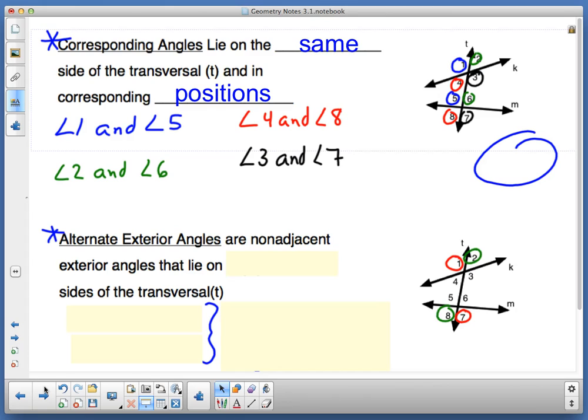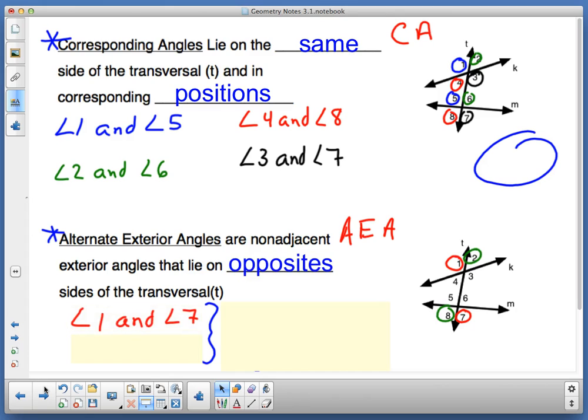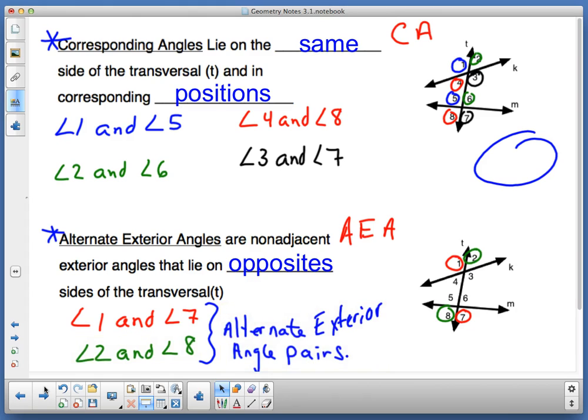And as we go through, we have alternate exterior angles, and corresponding angles is CA. Corresponding angles would be CA as you're going in. But alternate exterior angles would be on the outside of where my transversal and lines meet. Okay, and because of the alternate, they're on either side of the transversal. So my first one is 1 and 7. And my next one is 2 and 8. And those are my alternate exterior angle pairs. Let me get that a little higher for people in the back there.